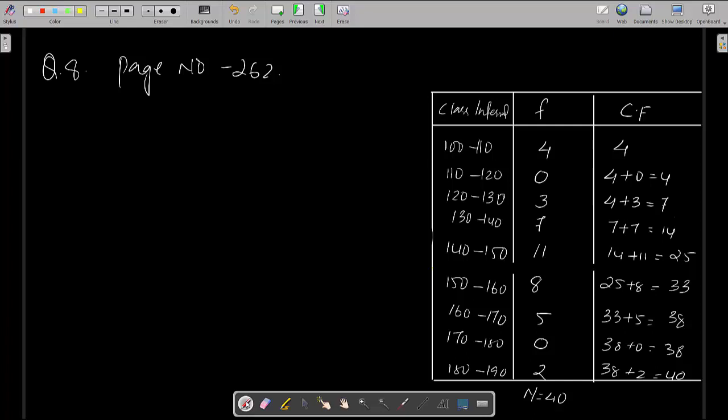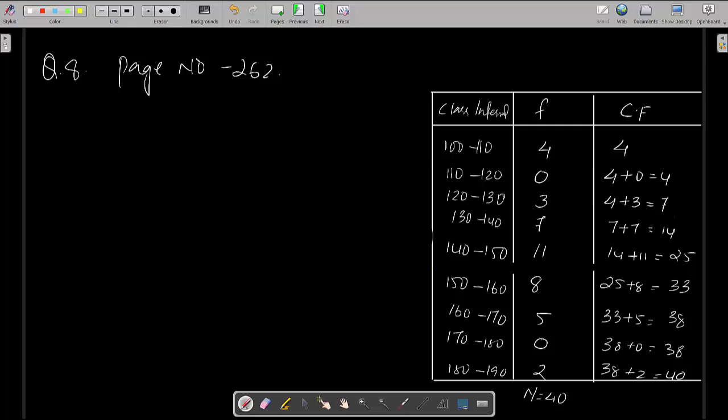Okay, so if you look into question number 8, page number 262 in your textbook, the question says to calculate median, first quartile and third quartile from the following frequency distribution. In order to save time, I've already written down the class interval, frequency and the cumulative frequency. I'm sure you all know how to calculate CF, so you can look into this table and see how I have calculated it. In the question, we're asked to find the median, so let's start with median first.